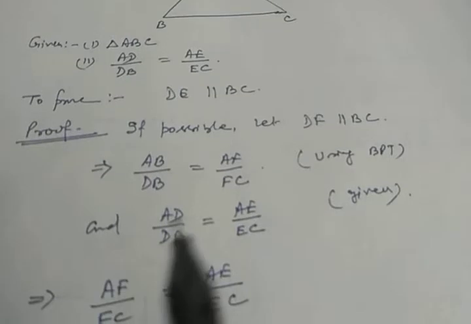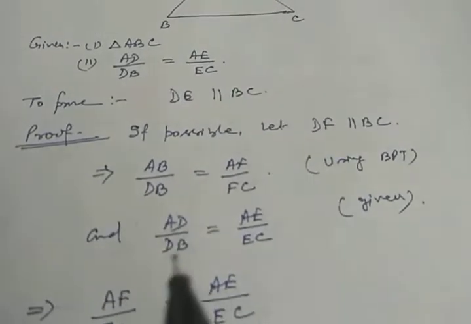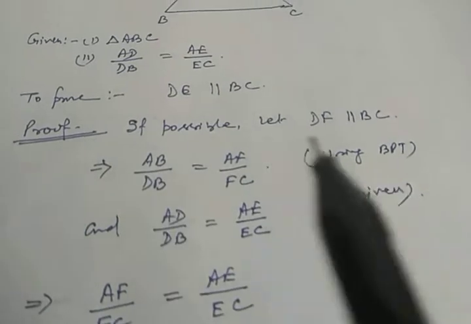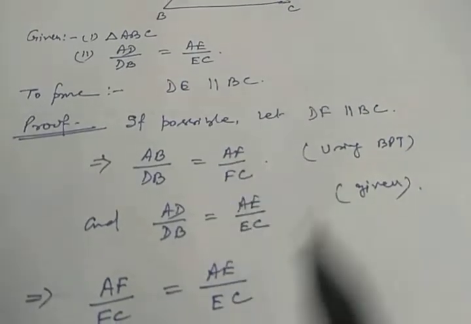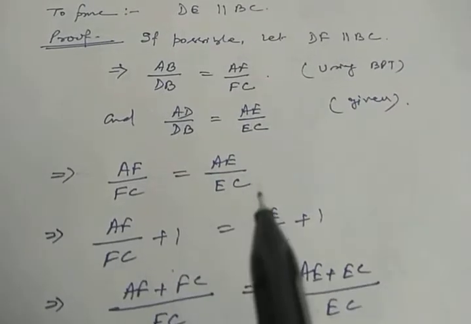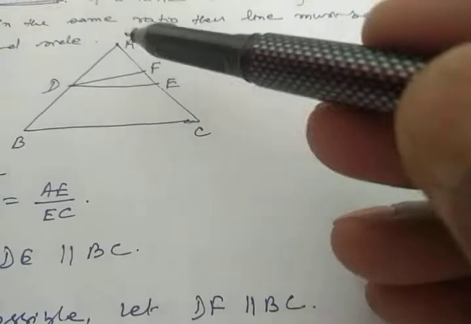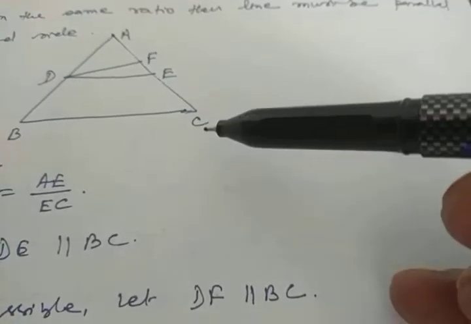But it is given that AD by DB is equal to AE by EC. So the left parts are the same, so the right hand sides should be the same. We can write now AF by FC is equal to AE by EC. Just see this figure. AF by FC should be equal to AE by EC.